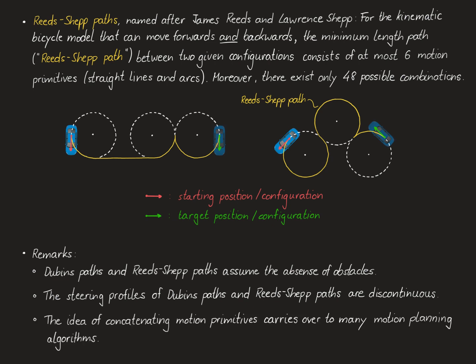And the final remark is about why we consider Dubin's paths and Reed-Shep paths in this video. On the one hand, they are of course milestones in the field of path planning for vehicles. But on the other hand, the basic idea of concatenating motion primitives carries over to many motion planning algorithms that we will consider in the following. Hence, understanding the way that Dubin's paths and Reed-Shep paths are constructed is helpful for understanding the basic algorithms that we will discuss in the following.